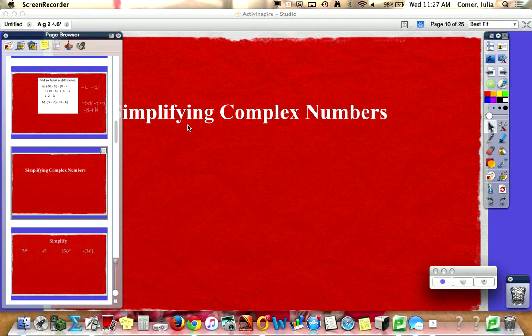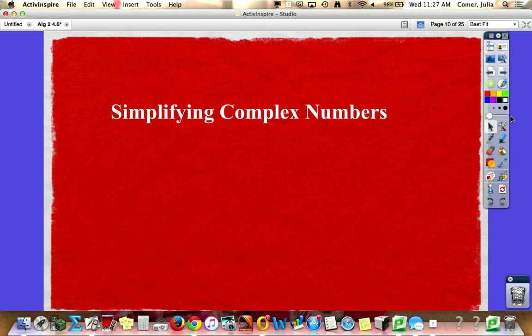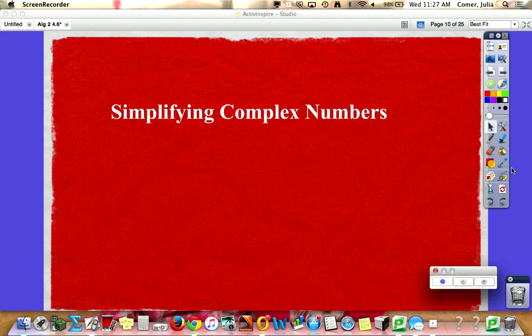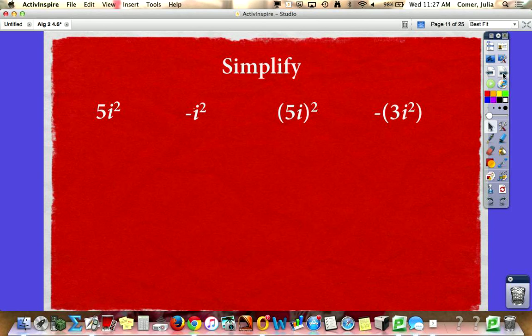Okay, today we're going to be talking about simplifying complex numbers and finish up what we tried to do yesterday. So first thing we're going to look at is simplifying these. If we take a second, what are we going to have for 5i squared?